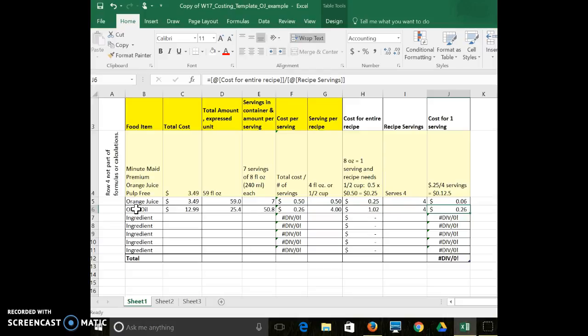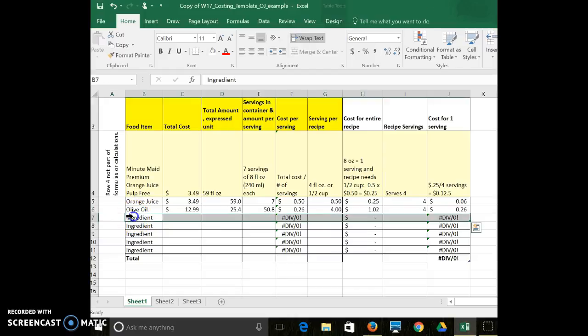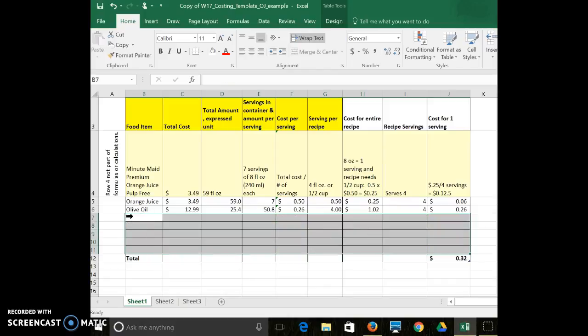Now I want to show you one other thing here. These columns take a formula and there's nothing in there. So if I deleted all of these rows, which you're going to do, right, when you're done adding ingredients in, there's my total. So the only total I really care about is the cost for one serving per recipe.